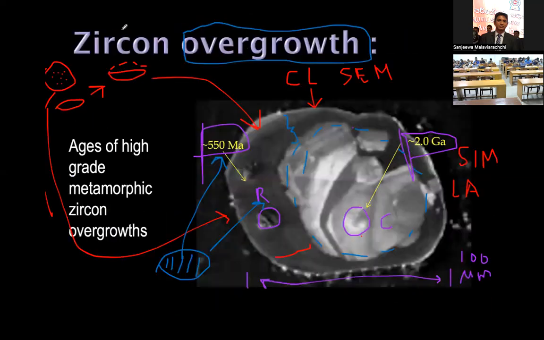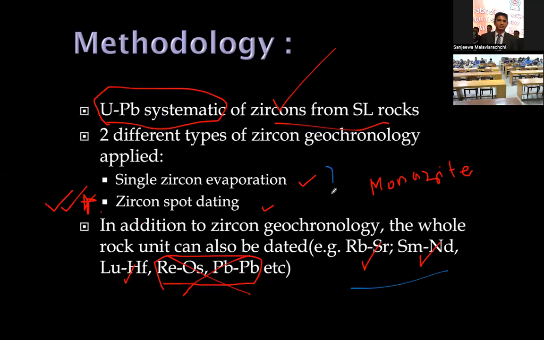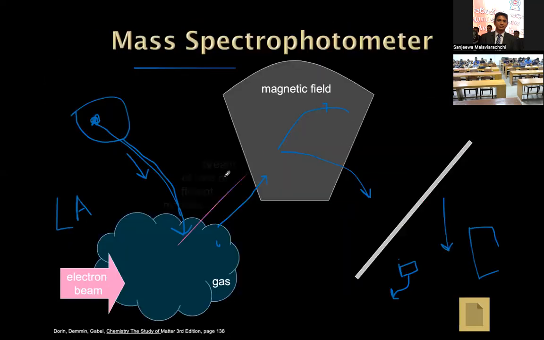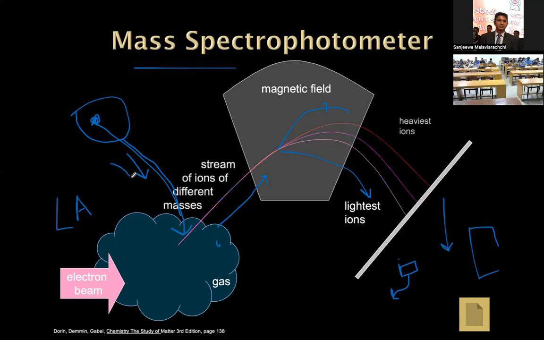So as I said before, two methods have been applied in Sri Lanka. One is the single zircon evaporation method and the other is the zircon spot dating method. The spot dating method is what I just explained. In the single zircon evaporation case, as I said, the entire grain is dissolved, right? That solution is taken up by, again, a mass spectrometer and gives us the same result. But in this case, dissolution is a little bit difficult, because zircon is a very resistant mineral.